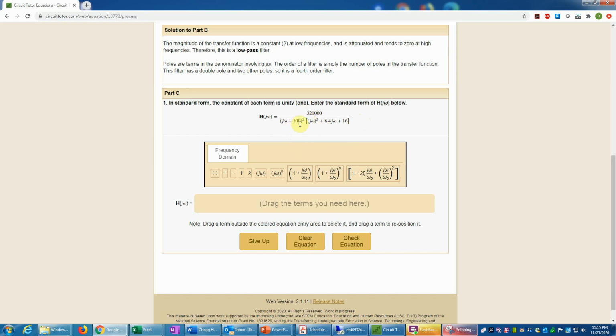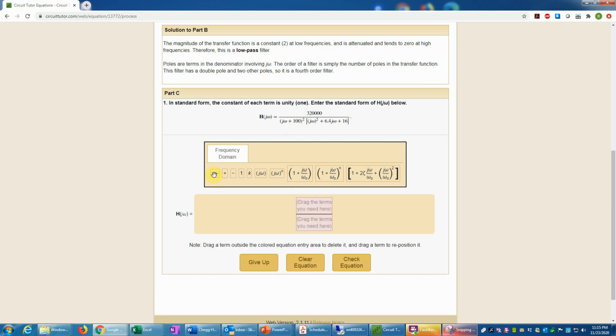But these terms, basically what I want to do is pull out 100 squared out of this one to make this constant 1. And here I need to pull out a factor of 16 to make this constant 1. So that's how we put that into standard form. Because this is a ratio, I will need, first of all, a fraction term, which is this term here.